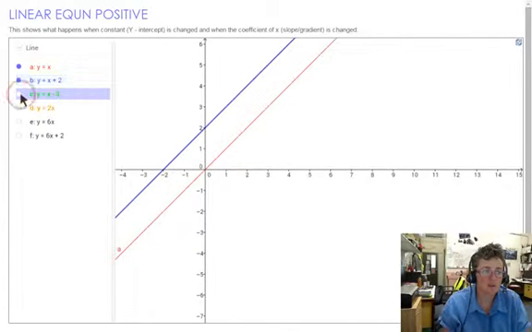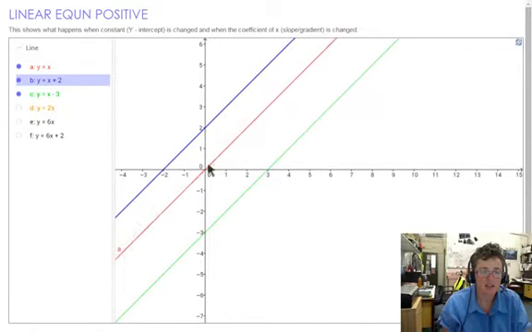Same thing if we go negative and we have the equation y equals x minus 3, it moves our y equals x line down 3 spaces. That's what happens when we change the constant, the y-intercept.